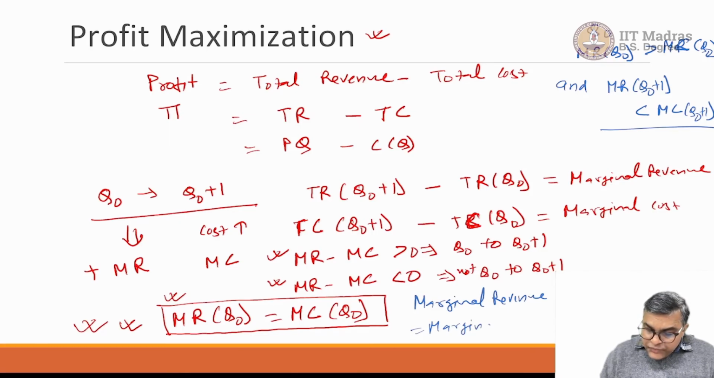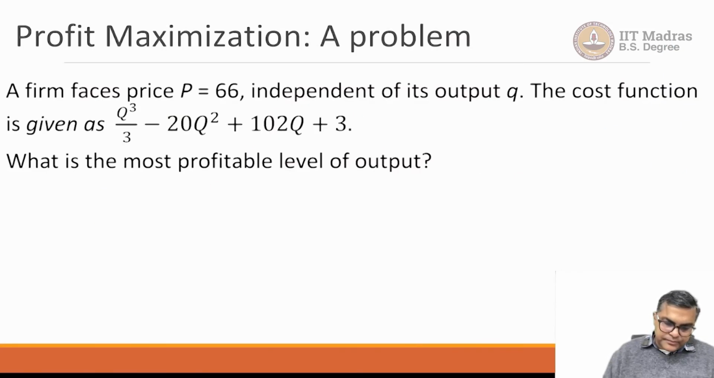What I want to emphasize is that we have not assumed how P is being determined, or how Q is being produced. This is universally true. A firm that is interested in maximizing profit, at the level of profit maximizing output, marginal revenue should be equal to marginal cost if you are allowed to vary quantity in a continuous manner.